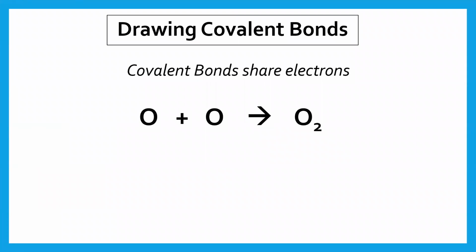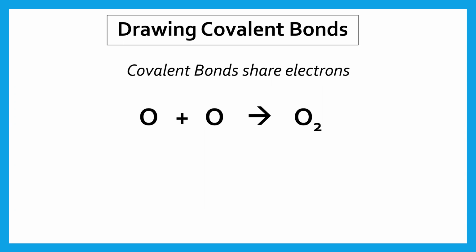So you need to know that covalent bonds share electrons. We'll be representing the sharing of electrons by circling the dots or the electrons that will be shared. And once again, we're only going to be drawing the valence electron number of electrons using the electron dot structure.